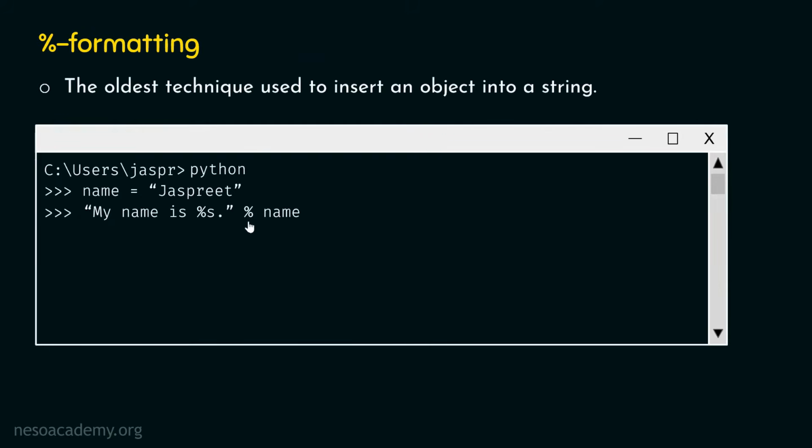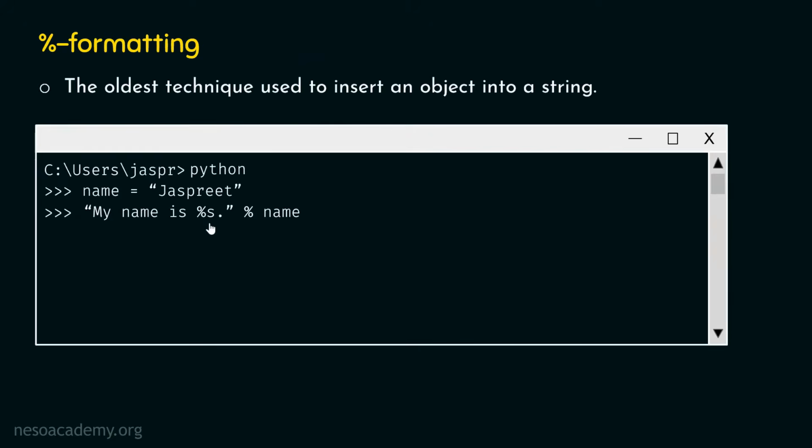After %, we need to specify the name of the variable which we want to include in our string. Name is pointing to this string. Eventually, at runtime, this string will be included inside this string. This is called placeholder. So %s is holding the place of this string. So at runtime, this placeholder will be replaced by this string Jaspreet. As we are providing name here, this means the content pointed by this variable will be provided to this %s placeholder.